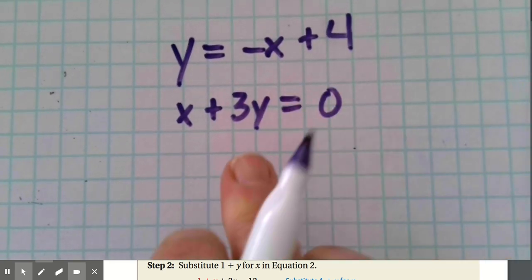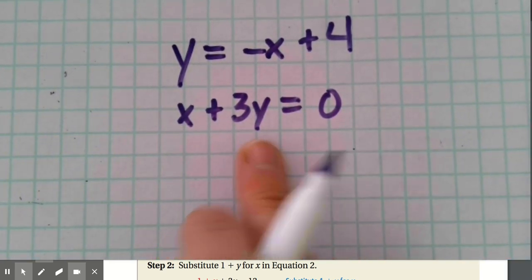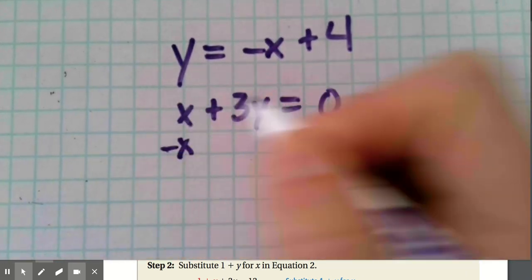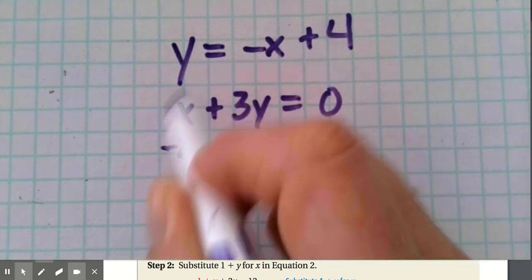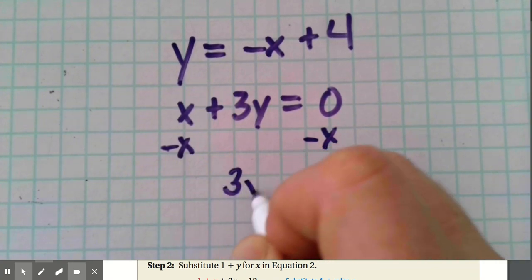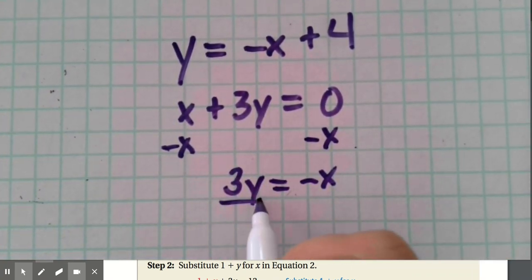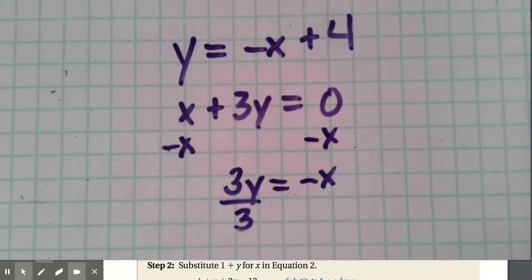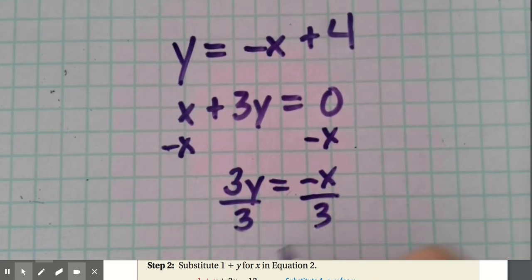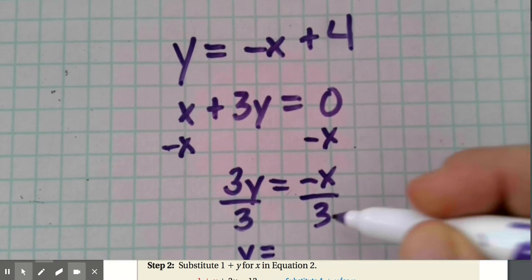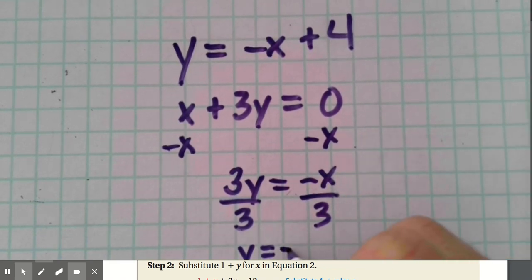So in order to rewrite the equation, we want to get y by itself. So we're going to subtract anything else that is on the same side as y. Then we end up with 3y equals negative x. Divide both sides by the coefficient in front of your y term, and you end up with y equals, we're going to rewrite this as negative 1/3 x.